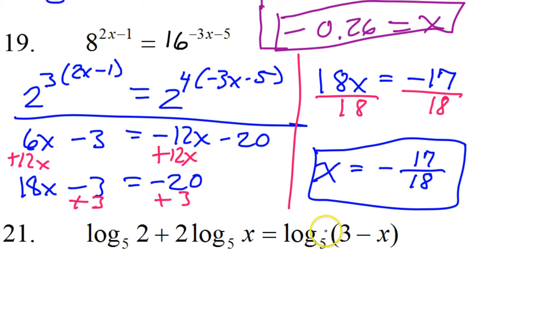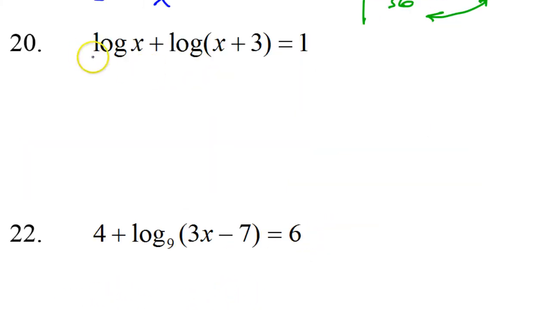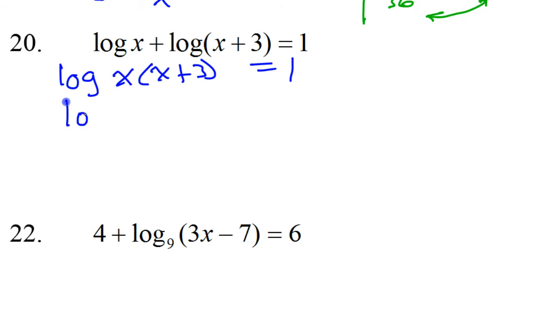Are you sure it's 18? Oh. Shouldn't be 17. So looking at number 20, we're going to have to use the product rule. When you have two logs and you're adding, you put them together, you multiply. So I'm going to write this as one log expression, but I'm putting it together as multiplication. So I'm doing x times x plus 3. Okay, so of course that's going to make x squared plus 3x.